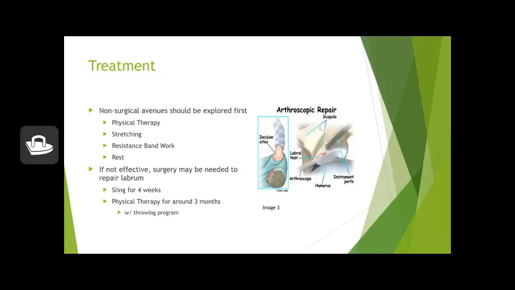If this is not effective, surgery may be needed to repair the labrum, as is what I had to do. You'll be in a sling for around 4 weeks, and after this, you have about 3 months of physical therapy and a throwing program before you can return to play.